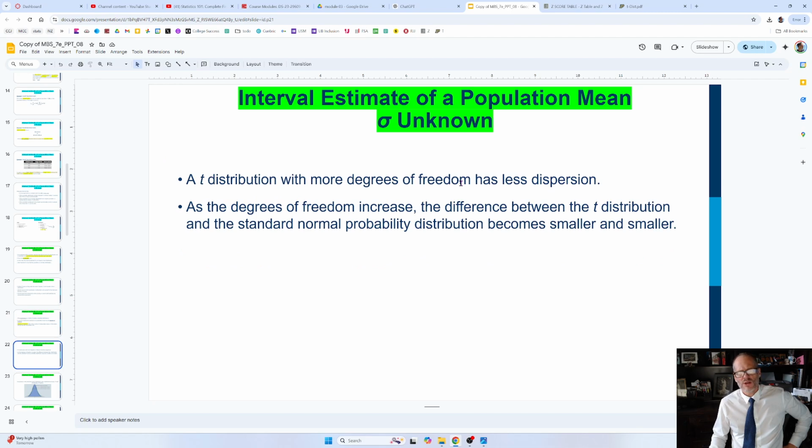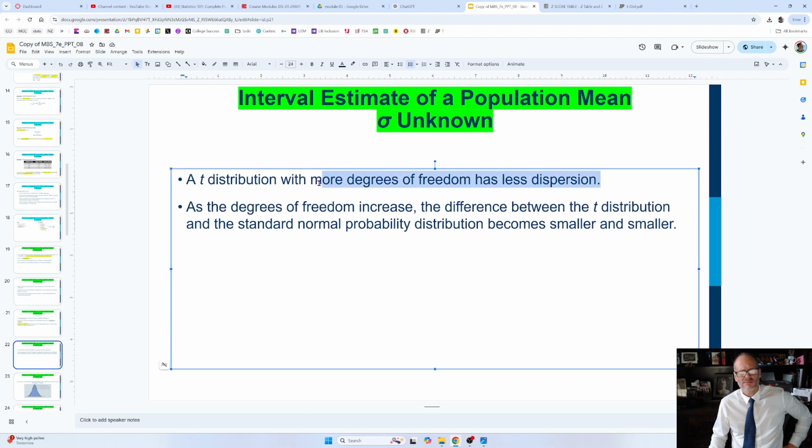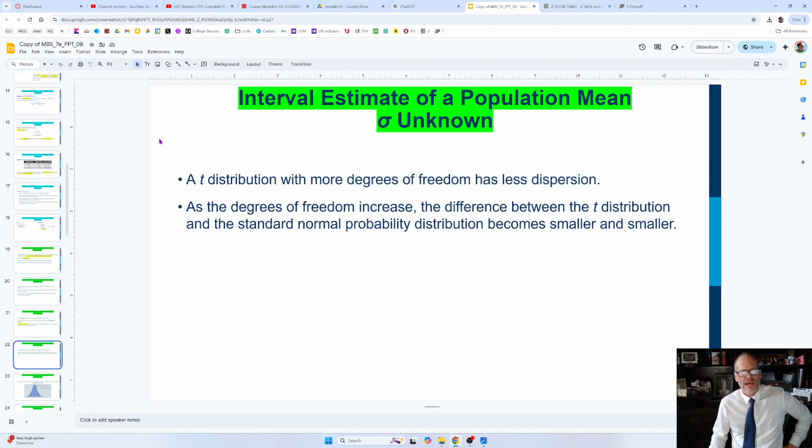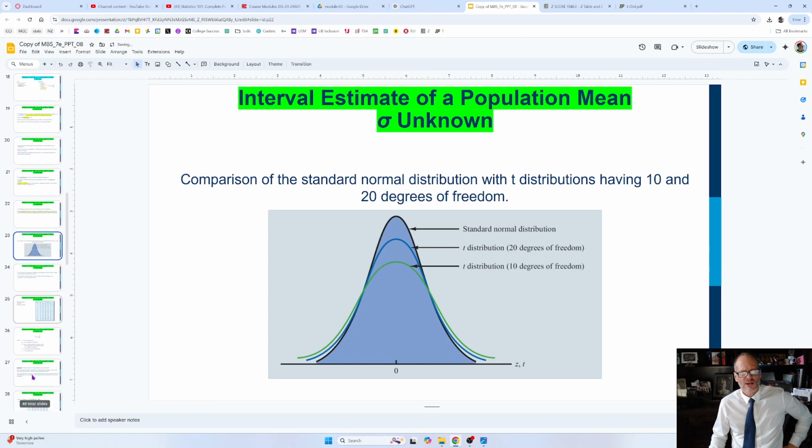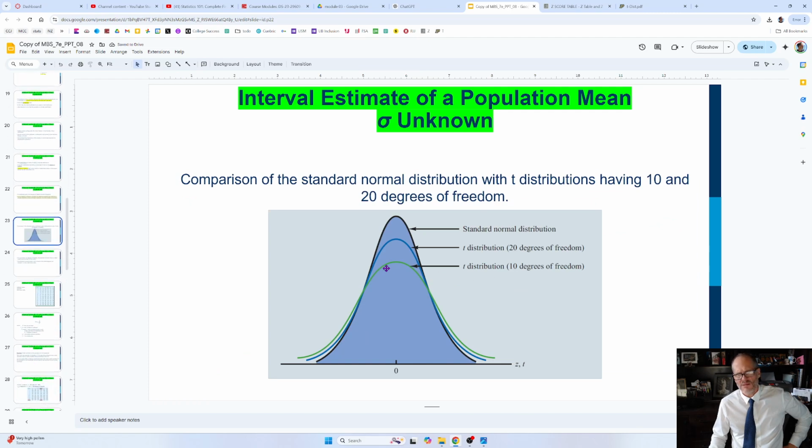A t distribution with more degrees of freedom has less dispersion. And as the degrees of freedom increase, the difference between the t distribution and the standard normal probability distribution becomes smaller and smaller. I think that's pretty important, so we'll give it a highlight. Here is 10 degrees of freedom. It's wider, and the standard normal distribution is there. And then at 20 degrees of freedom, it starts to approximate the standard normal distribution.